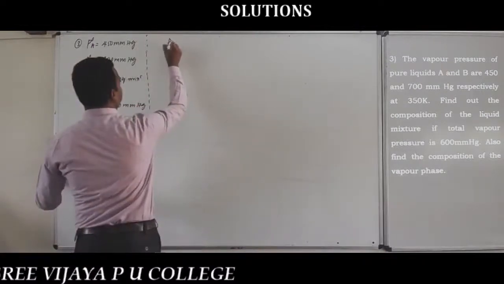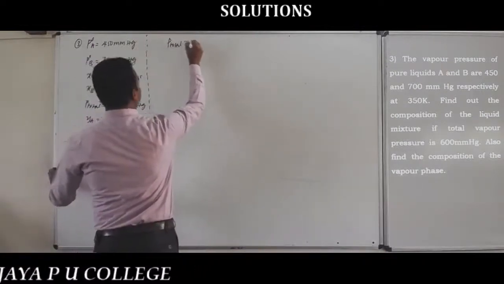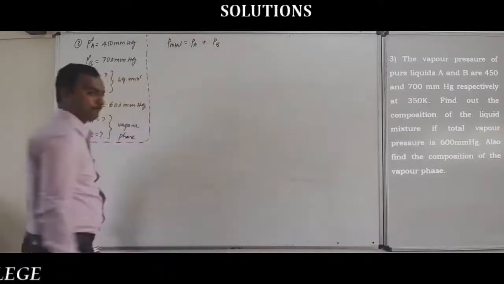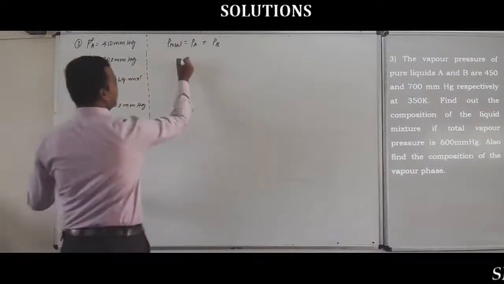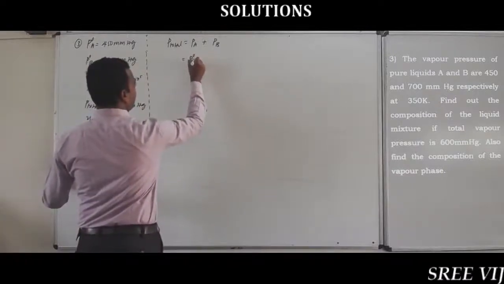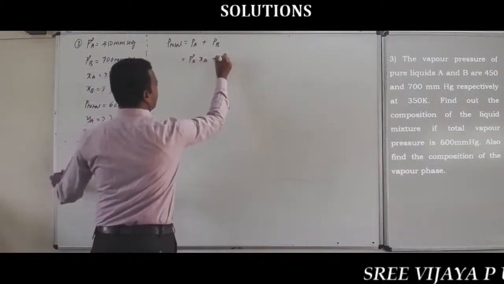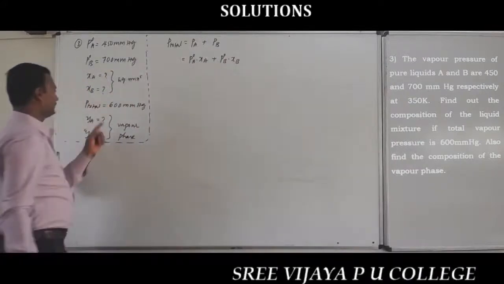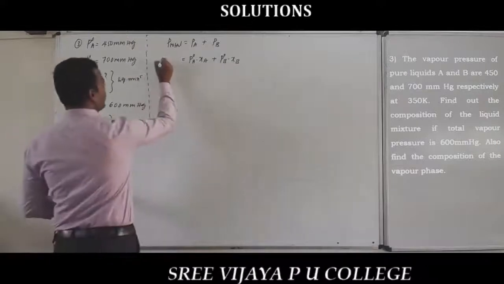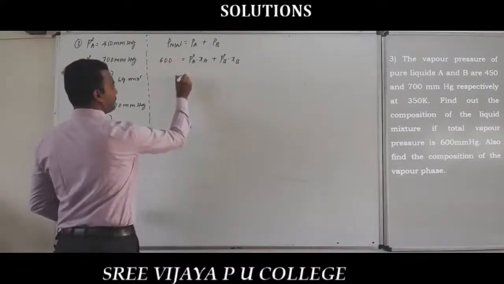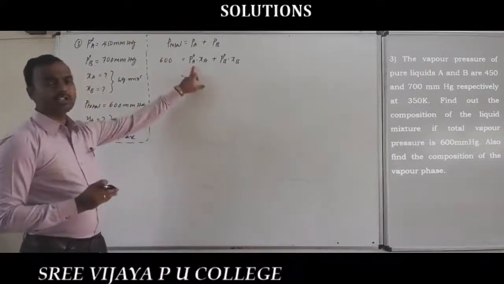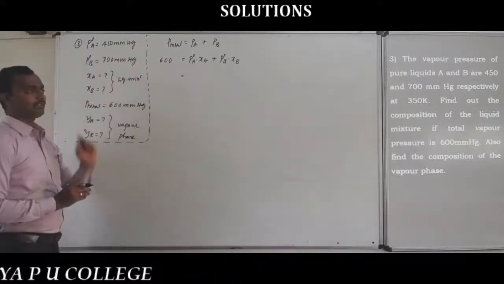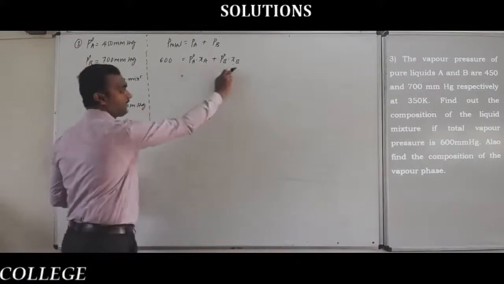That is, P total is equal to the partial pressure of component A plus the partial pressure of component B. So according to Raoult's law, that is equal to P0A into XA plus P0B into XB. We know the value of P total, that is 600 mm mercury. We also know P0A is 450, and P0B is given, P0B is 700. But we don't know the values of XA and XB.